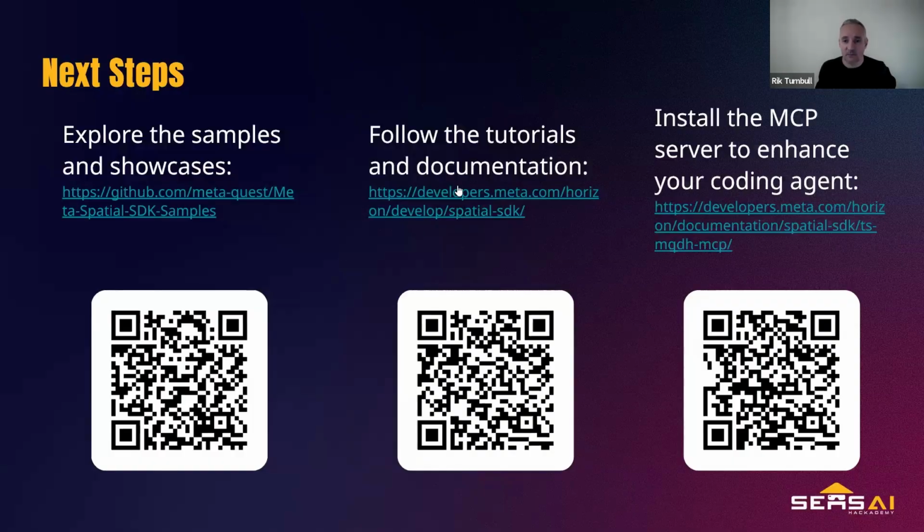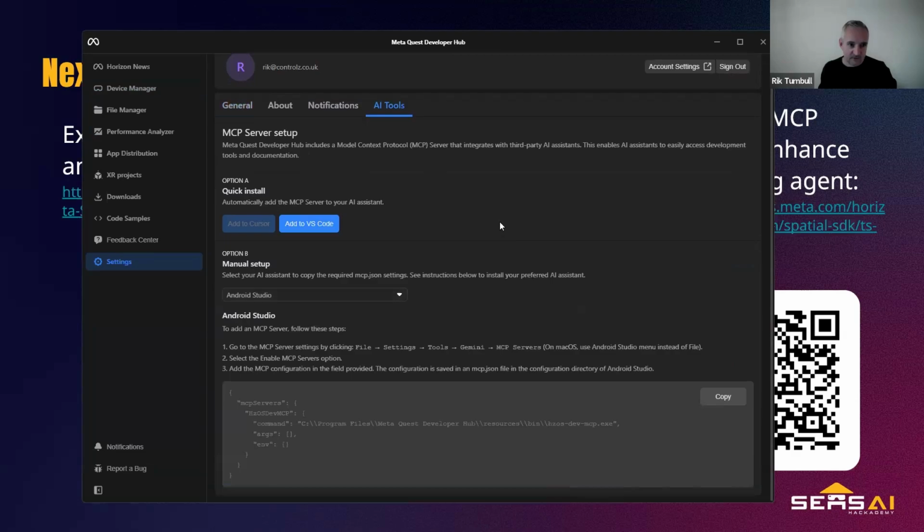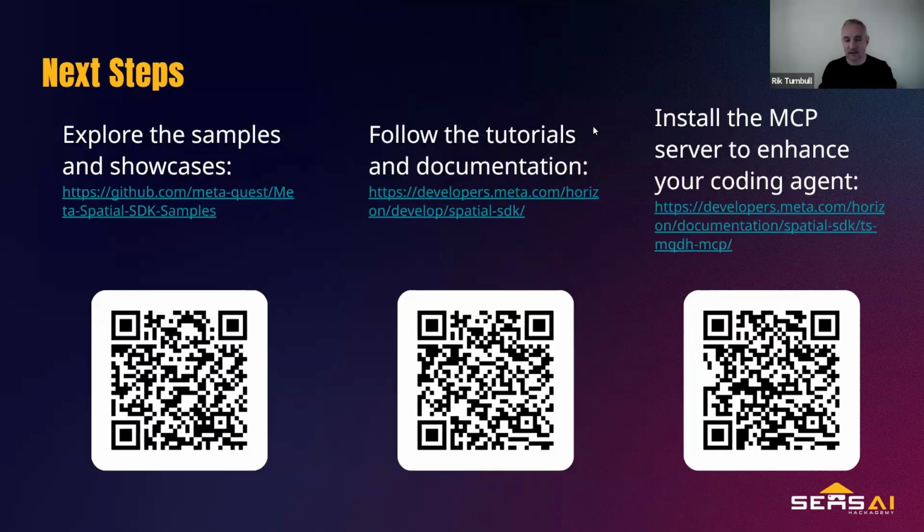So that's pretty comprehensive. And then you can also install the new MCP server into Android Studio. So if you've got a coding assistant, then you can install this from the Meta Quest developer hub. So in here you could add MCP servers into Android Studio as well. So you get a coding assistant, so that'll give you up-to-date feedback and troubleshooting for Spatial SDK. Yes, and I think that's all I have.